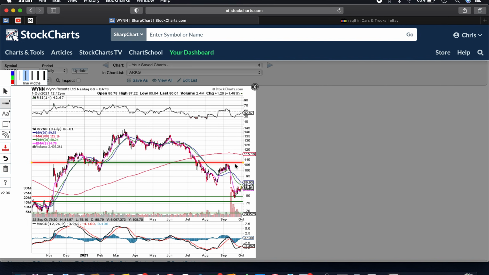That might be decent. That's a 2-to-1 there. Or you could set it at the 200-day moving average, which also is in line with this previous high here, this level of resistance here. So then you can determine if you want to take this trade or not.